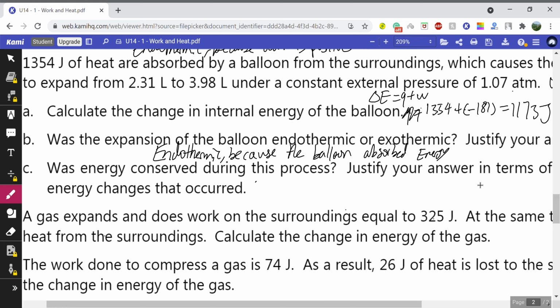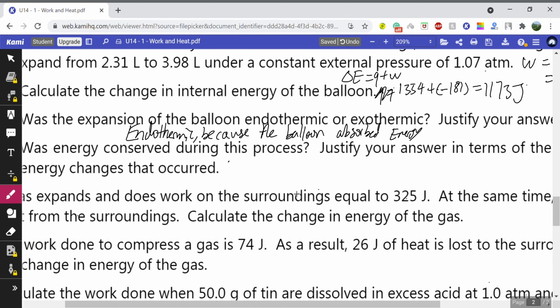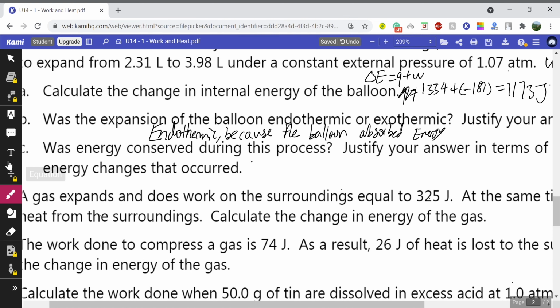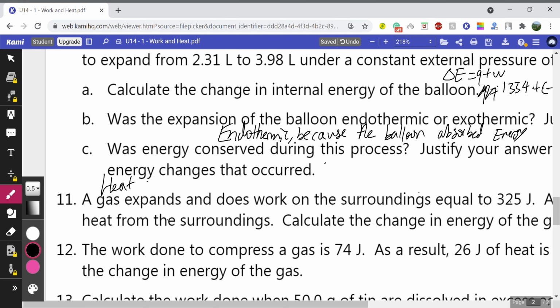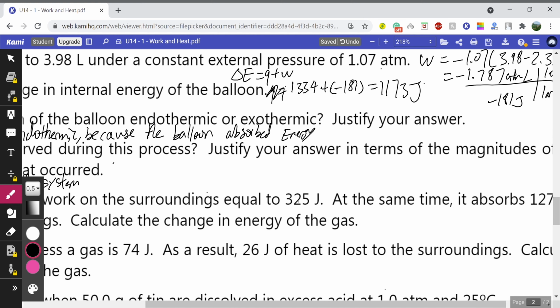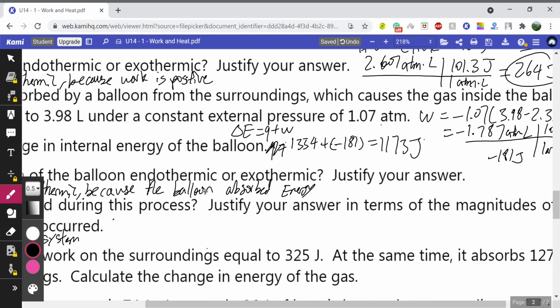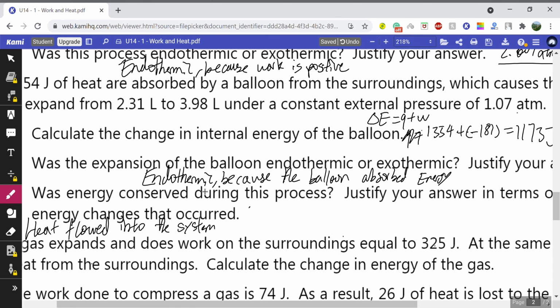Now, was energy conserved during the process? Justify your answer in terms of magnitudes of the energy changes that occurred. So for this one, heat flowed overall from the surroundings into the system, as we can see from our positive value. So heat flowed into the system.